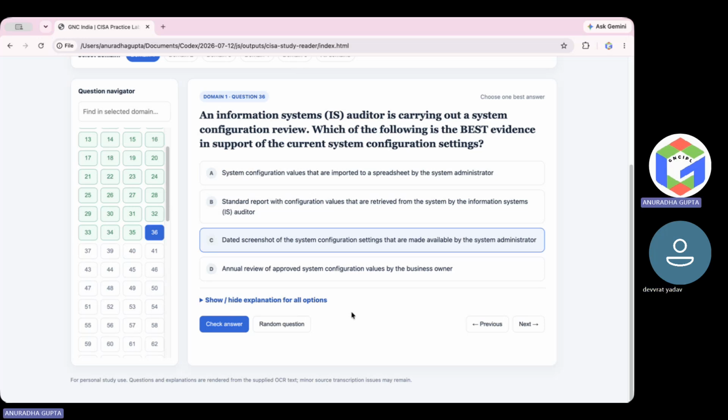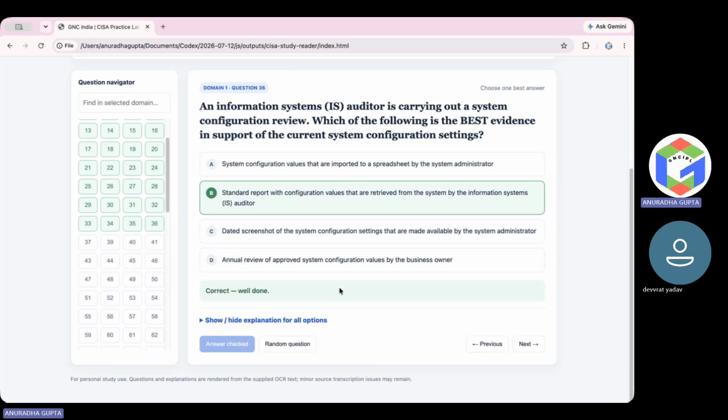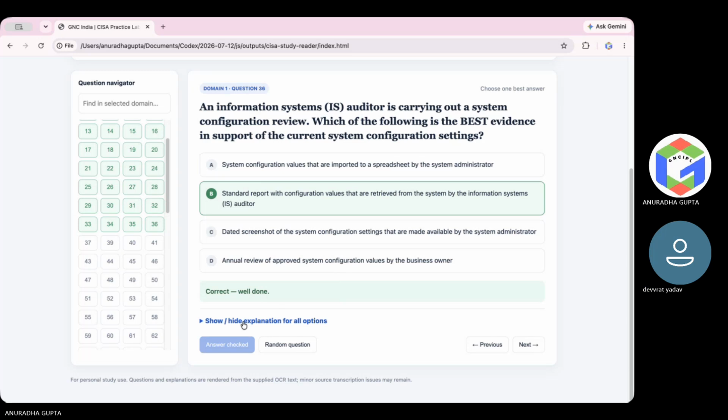So you will not get this option in the exam, so you have to be very careful on this. Let's check B. Yes, B is the correct one.